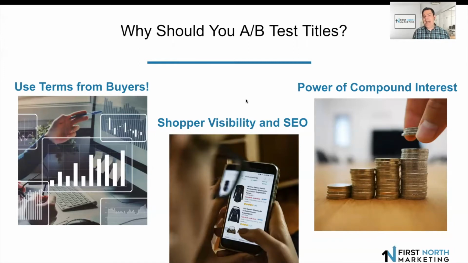And then we're going to look at our shopper visibility and SEO and how to get people to actually click on our title to lead them to our listing. So that way the rest of our listing, those images that you have on your listing, the A+ content, those great bullets, and all the other copy can really do its job in order to convert that shopper into a buyer. And then the third thing to keep in mind is the power of compound interest.